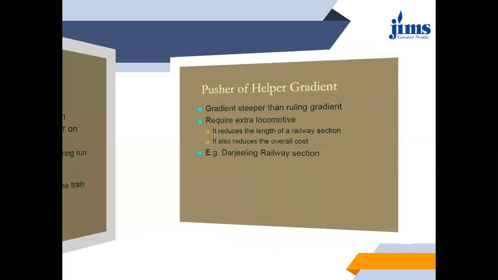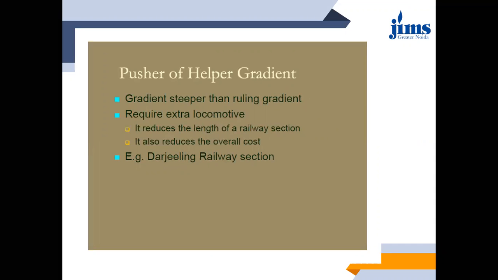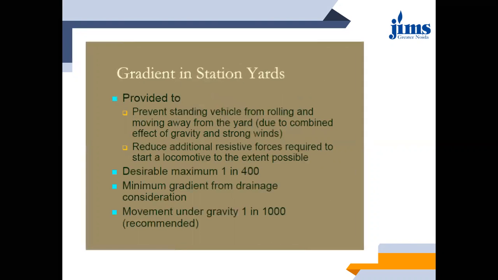Next one is pusher gradient. This pusher or helper gradient is the gradient where you require an extra locomotive to overcome the resistance offered by the gradient. This requirement of an extra locomotive reduces the length of a railway section. It also reduces the overall cost. For example, Darjeeling railway station or any other hilly area railway station will require an additional locomotive.